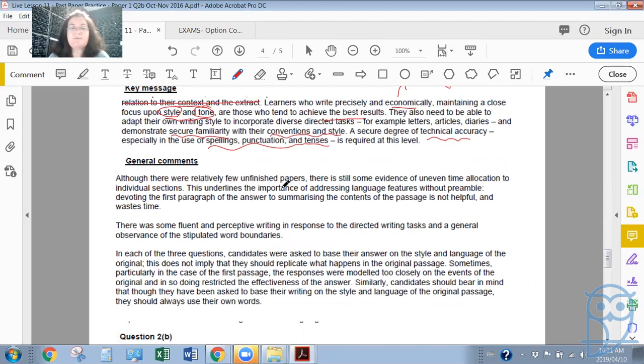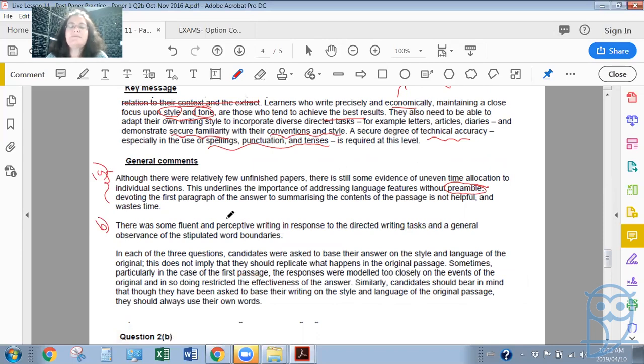This underlines the importance of addressing language features without preamble, without too much stalling or too much build-up. Devoting the first paragraph of the answer to summarizing the contents of the passage is not helpful and wastes time. And this is focusing on question 1A when you do your commentary. But now we move on to B, the relevant section we're looking at now.